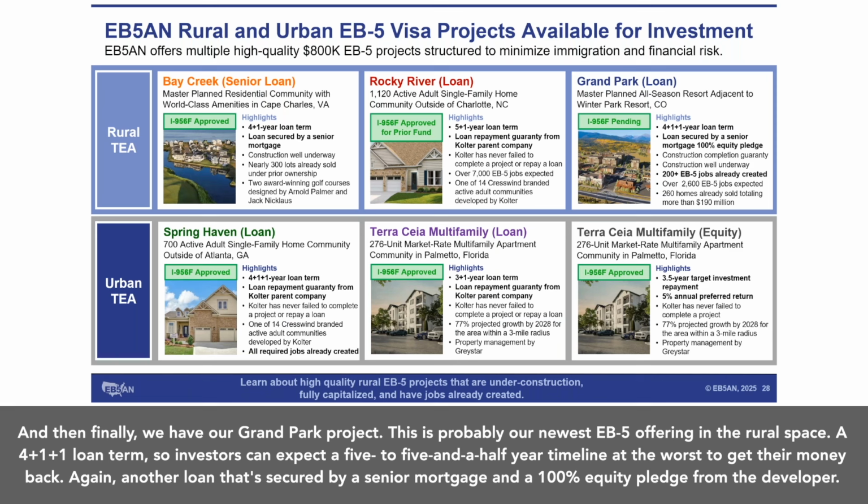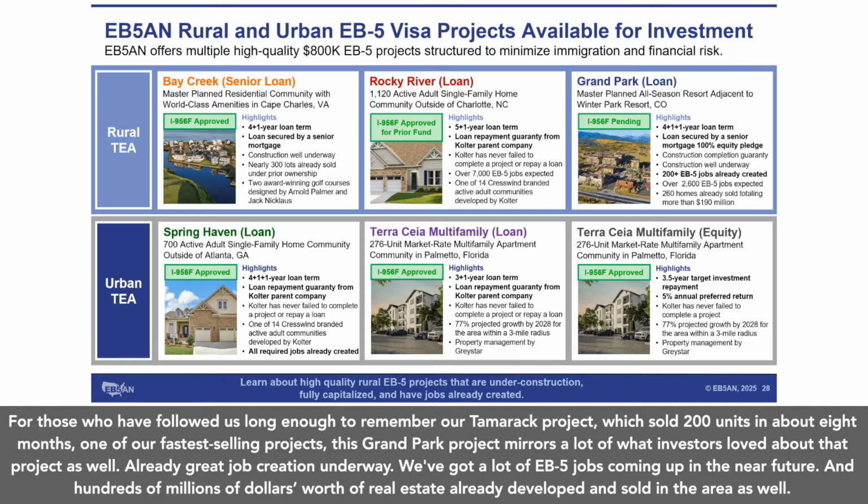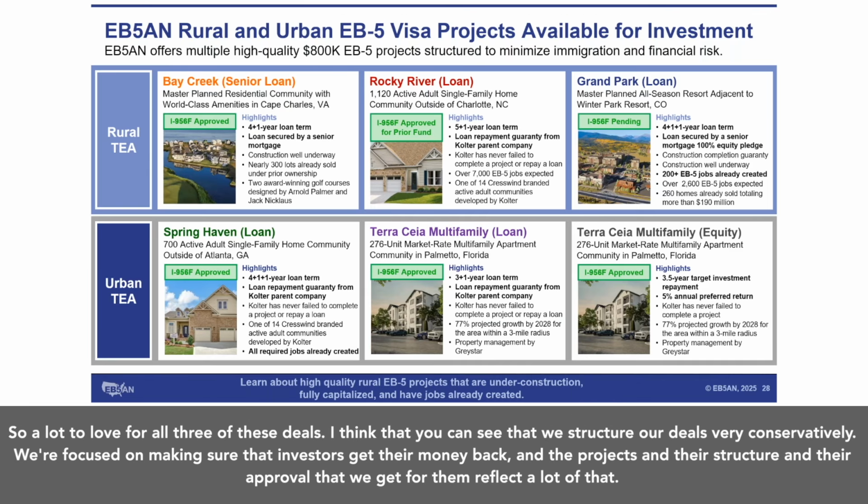For those who have followed us long enough to remember our Tamarack project, which sold 200 units in about 8 months, one of our fastest selling projects, this Grand Park project mirrors a lot of what investors loved about that project as well. Already great job creation underway. We've got a lot of EB-5 jobs coming up in the near future, and hundreds of millions of dollars worth of real estate already developed and sold in the area as well. So a lot to love for all 3 of these deals.